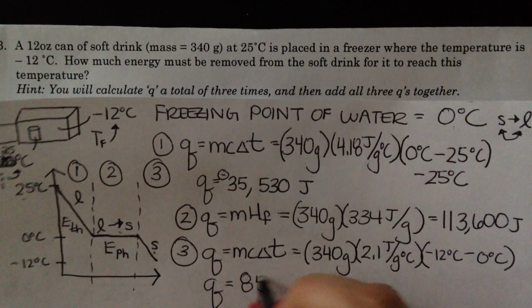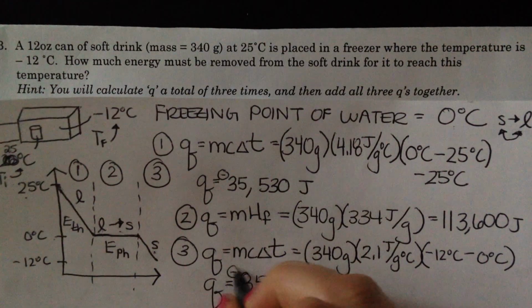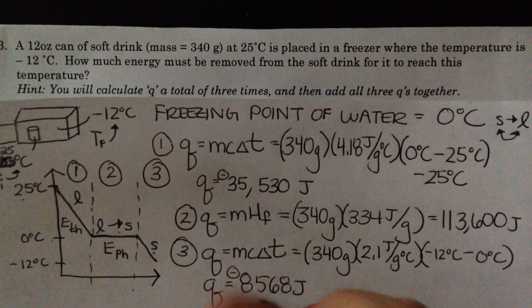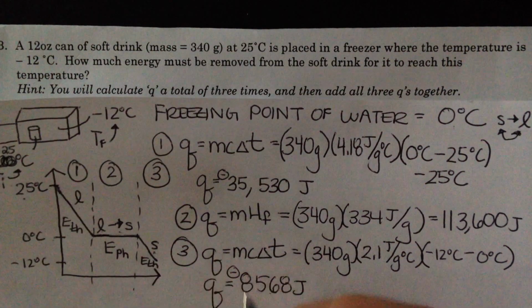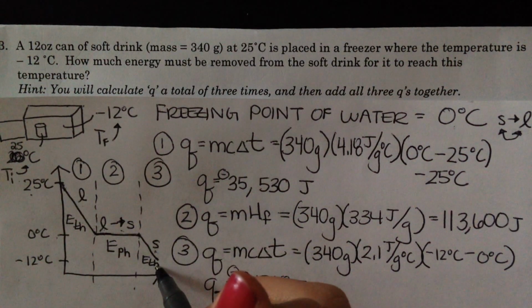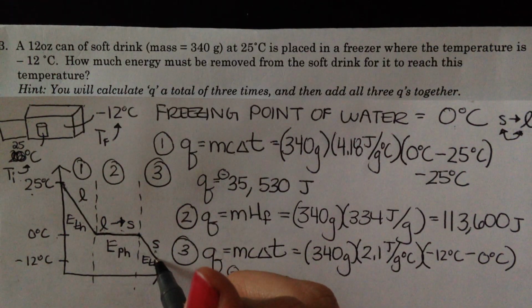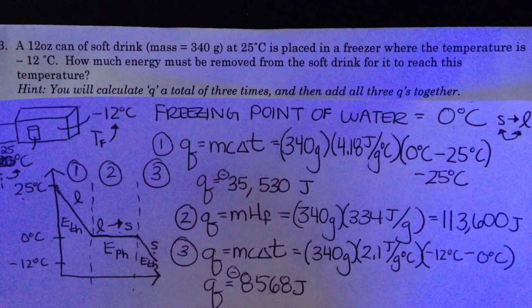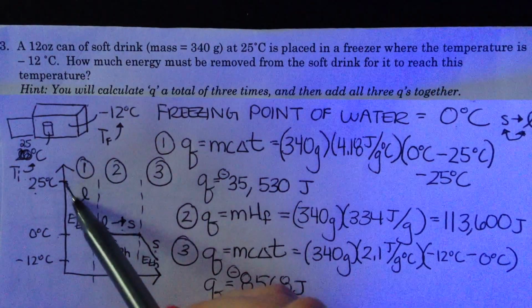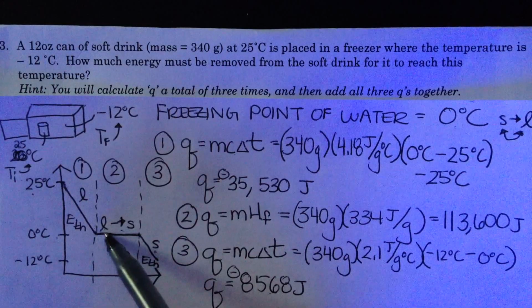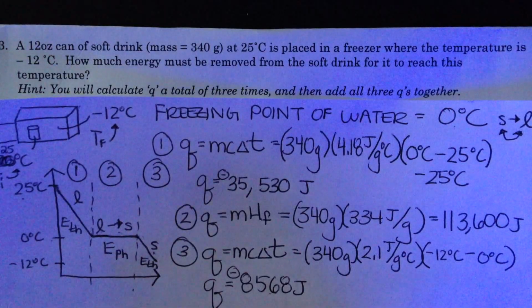To be 8,568 joules. Now you're going to come out with a negative number, and that just means that this energy is being released. It's being removed from our thermal energy account. Because as energy is removed from our thermal energy account, the temperature is going to drop, indicating that the particles slow down. Okay, so we found the amount of energy released as we cooled down our pop, as we solidified our pop, and then as we cooled down the solid pop.